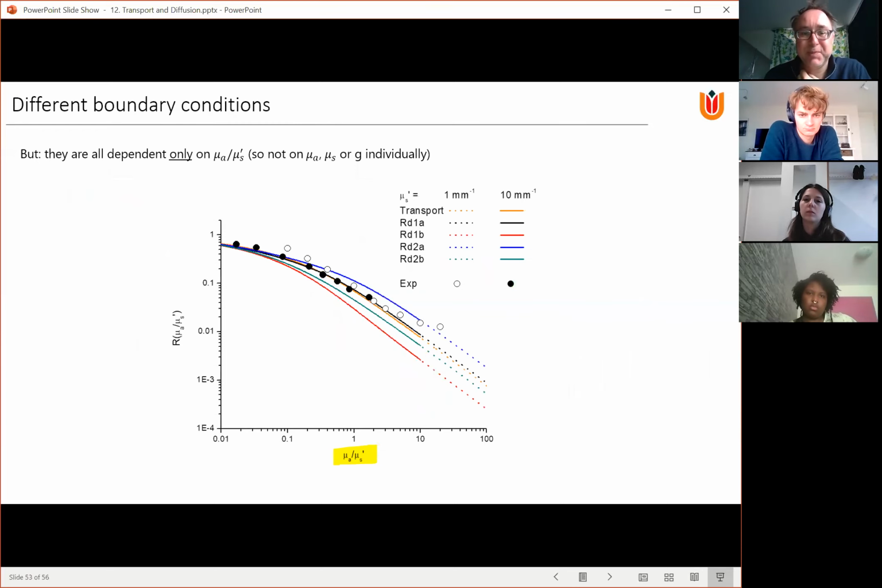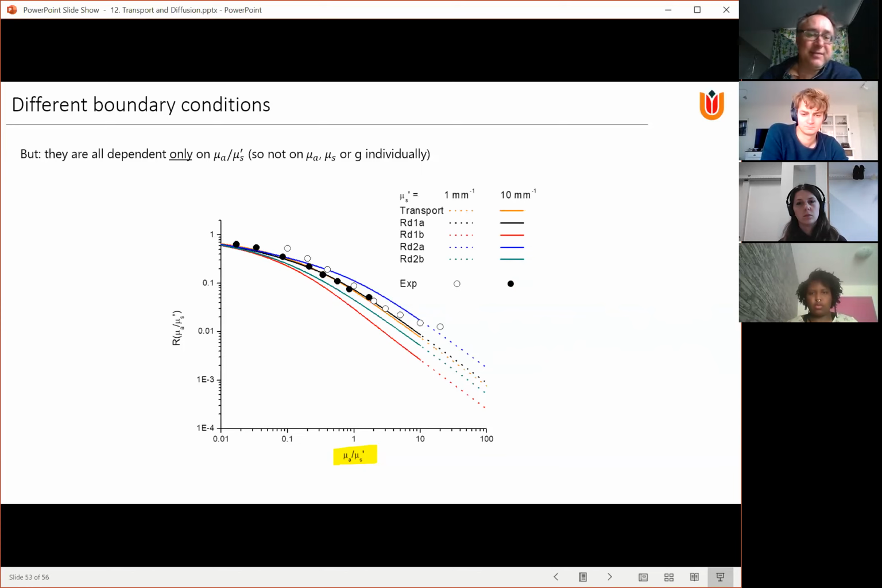That can only be found out by experiments. So we actually tried to do that. We measured this reflectance as a function of these absorption and scattering coefficients. A couple of experiments. The black dots are a series that is measured with a very high reduced scattering coefficient. The open dots are measured at a lower value of the reduced scattering coefficient.